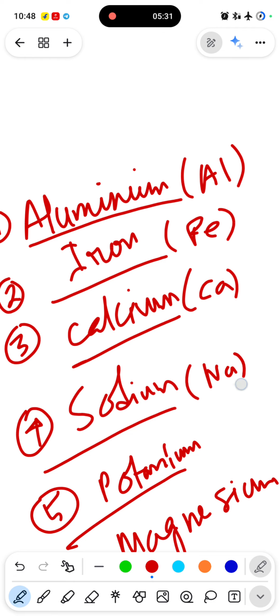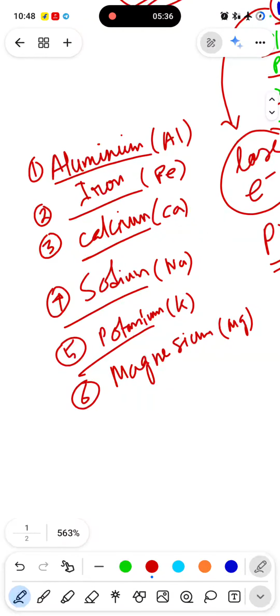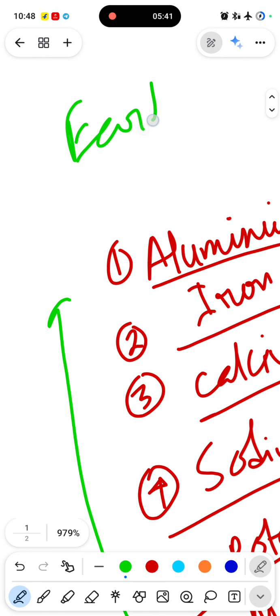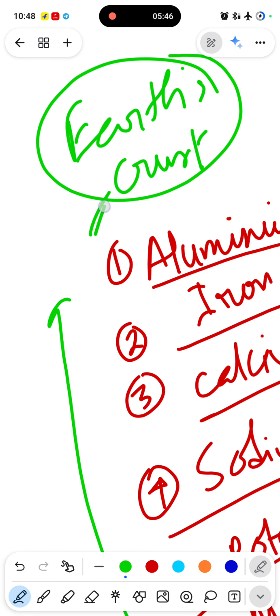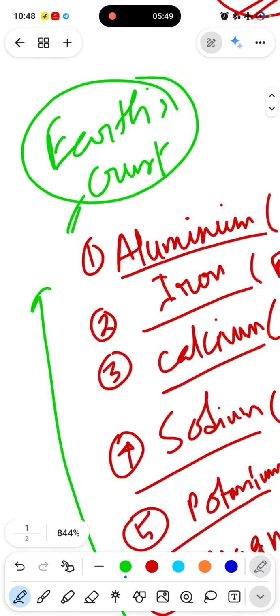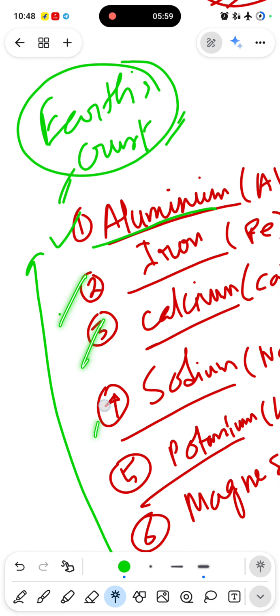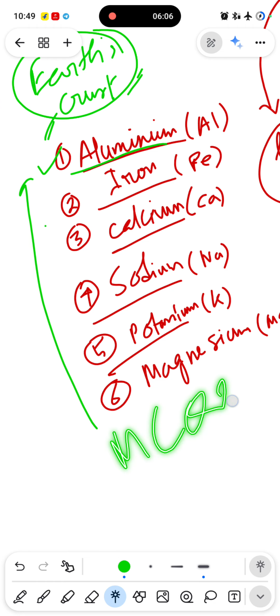So this is the abundance in Earth's crust, because Earth's crust is the major source of all the metals as well as non-metals. So in our Earth's crust, the most abundant metal is aluminium. Then comes iron, then calcium, then sodium, then potassium, then magnesium. Sometimes some MCQs may come in the exam.